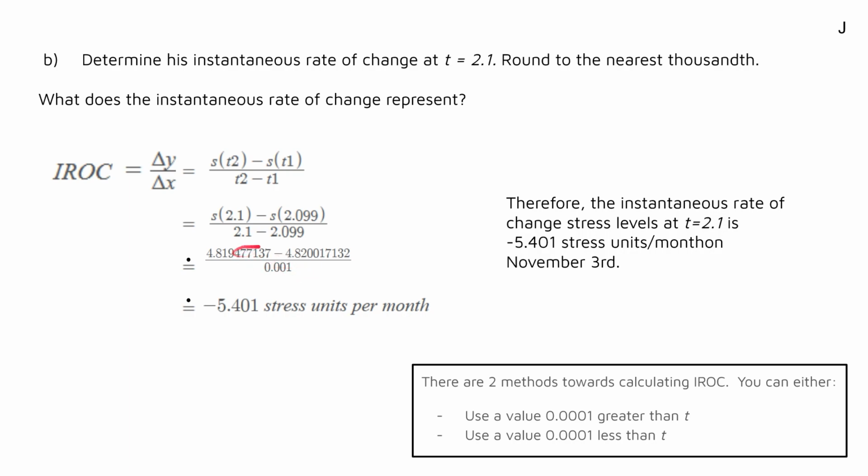This answer, when you calculate the top, should be really, really small, which is why when you divide by this, you move the decimal place back to the right. You should be left with a negative number of negative 5.401 stress units per month. Therefore, the instantaneous rate of change of stress level at t equals 2.1 is approximately negative 5.401 stress units.